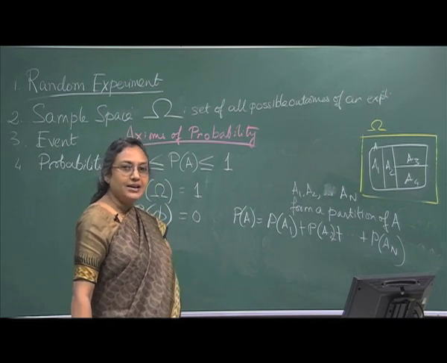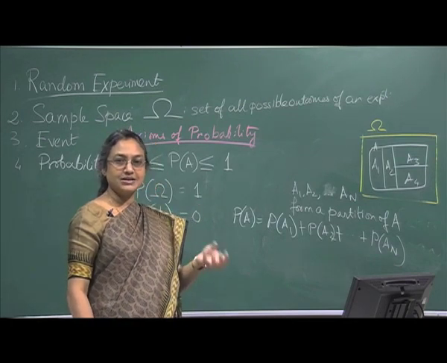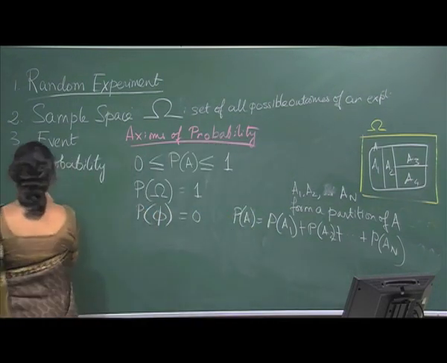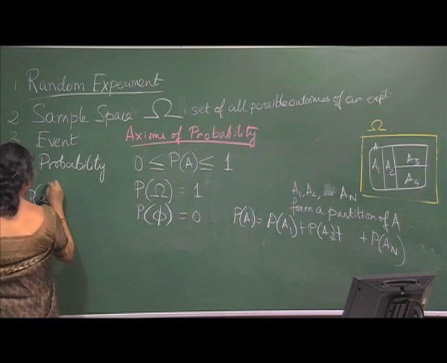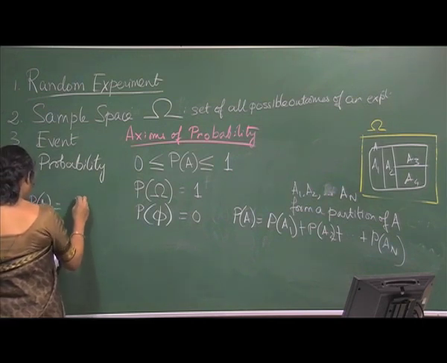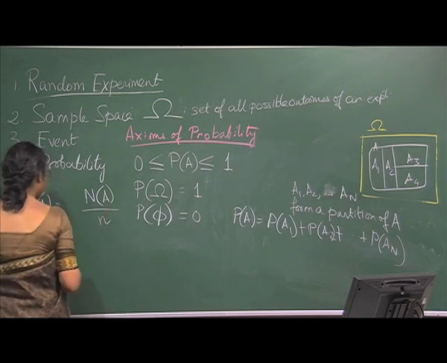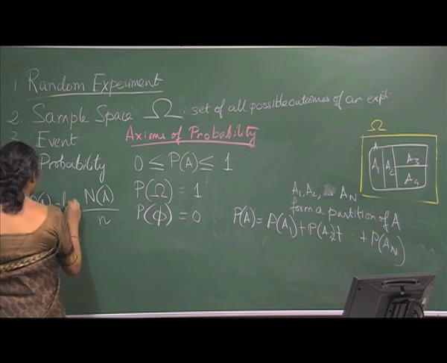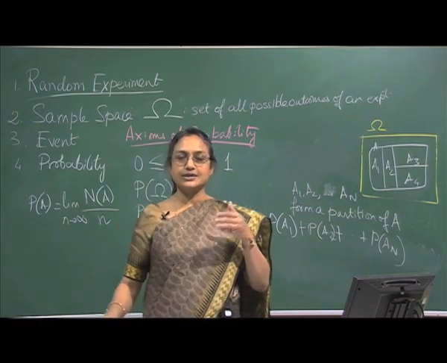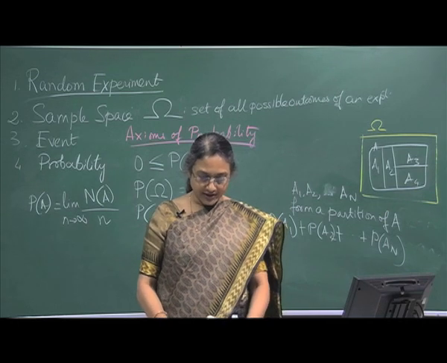Intuitively, the probability of an event can be looked upon as the number of times the outcome of the experiment is the event, divided by the total number of experiments. So we can write that A is an event. We can write P(A) is the number of times the event occurs divided by the total number of experiments, and we can take the limit when n tends to infinity. If you carry on the experiment an infinite number of times, you can look at the proportion of the experiments for which you get that event.